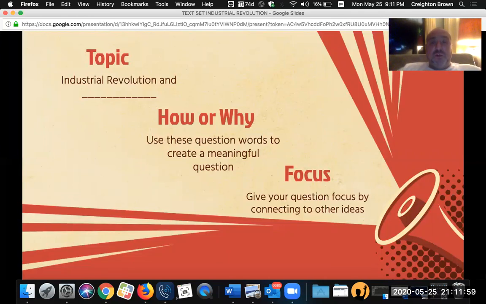And then the next thing is you want to focus it some more. So connect your question to something else going on in the world, right? How did universal education, the idea that everyone should go to school, how is that connected to child labor, right?